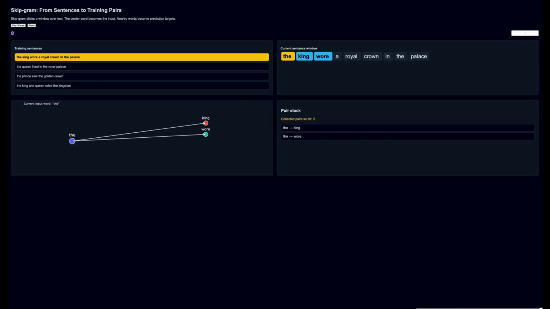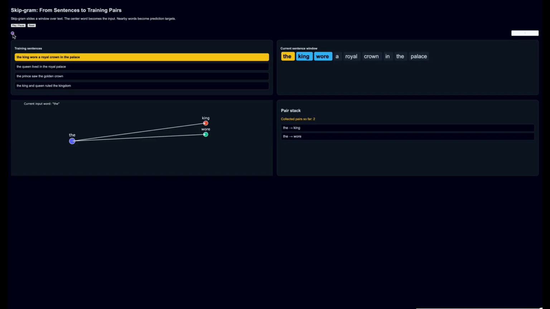How can a computer discover that a king is related to a queen if nobody ever tells it what a king or a queen actually means? A computer doesn't understand language. It doesn't know history. It doesn't know royalty. It doesn't know what a crown is. And it certainly doesn't know that kings and queens are related.